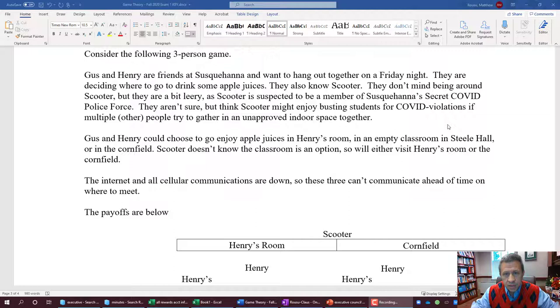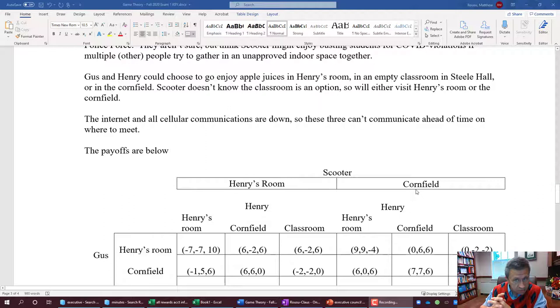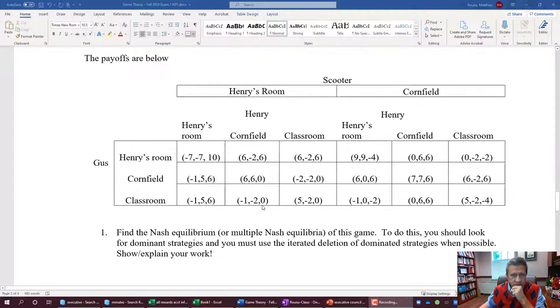So what are the options here? What are the strategy possibilities? Well, Gus and Henry could choose to enjoy apple juices in Henry's room, in an empty classroom in Steele Hall, or in a cornfield. Scooter doesn't know the cornfield's an option. Scooter doesn't know the classroom is an option. So Scooter will either visit Henry's room or the cornfield. Internet and all cellular communications are down, so they can't communicate ahead of time where to meet, and here are the payoffs. The default on these always is that payoffs go Gus, Henry, Scooter: first, second, third.